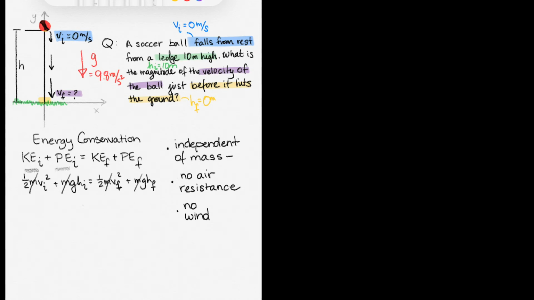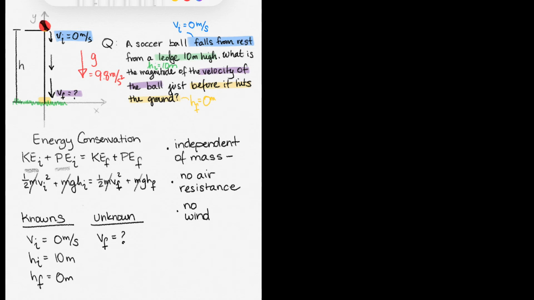It's also very important to write down your knowns and your unknowns. So we know that v sub i, which is the initial velocity, equals 0 meters per second. We know that h sub i, which is the initial height, is 10 meters. We know that h sub f equals 0 meters. And our unknown is v sub f. We don't know what that is. We've been asked to find it.